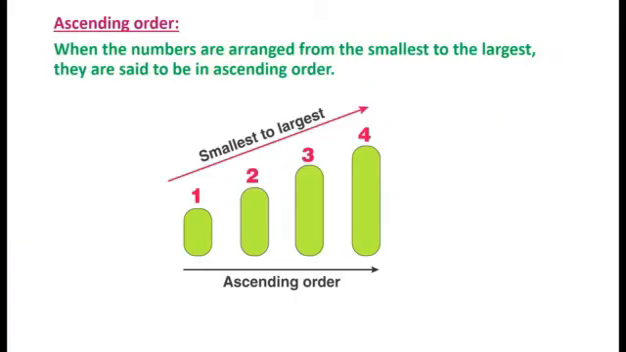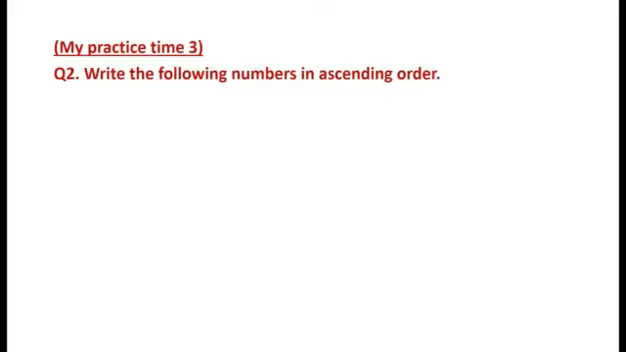Your second topic is ascending order. When the numbers are arranged from the smaller to the larger number, we call it ascending order. You can see in this picture, we are arranging the numbers in ascending order from the smallest to the largest. So this is ascending order. Let us understand this from a question. My Practice Time 3, question number 2. Write the following numbers in ascending order.